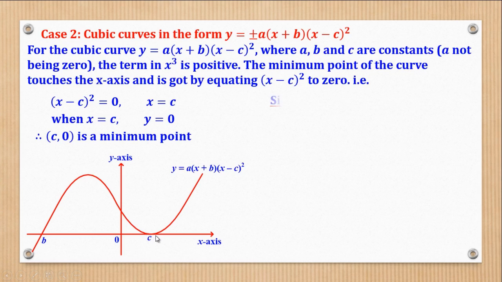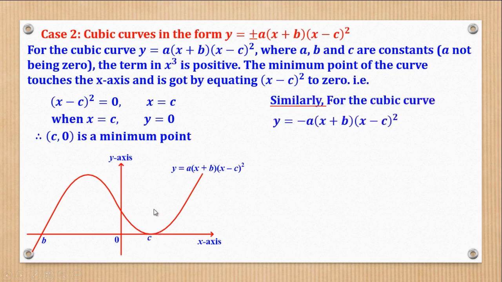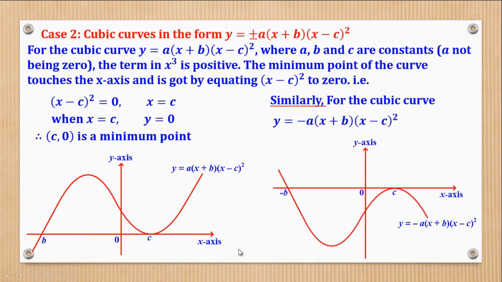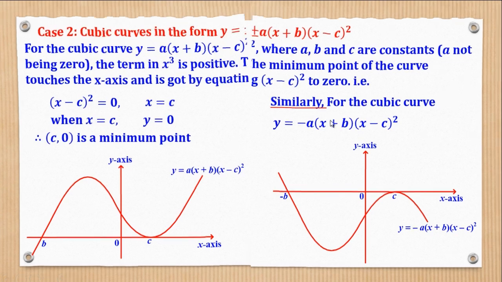On the other hand, if the term on x cubed is negative, then that intercept with a repeated factor is a maximum point, as you can see here. So in this case it is a minimum point, and in this case it is the maximum point. Therefore the curve in this shape will follow that path, and for this kind of curve it will follow this path. So always remember, the first thing to do is to look for the sign on x cubed.